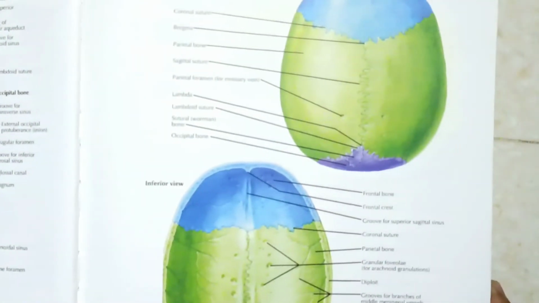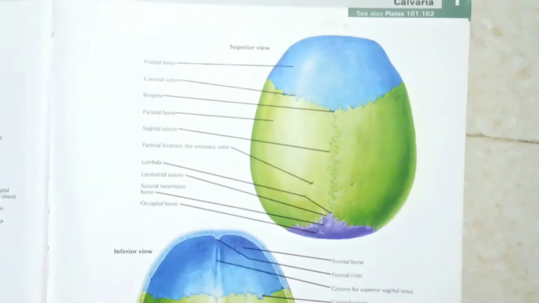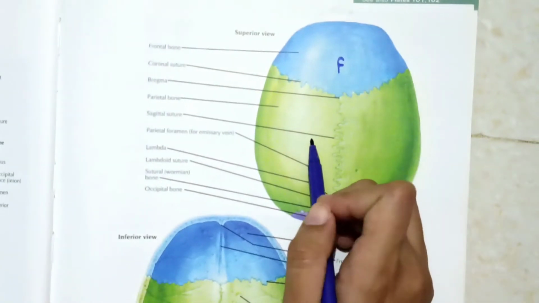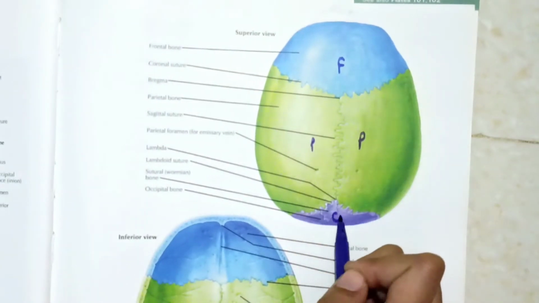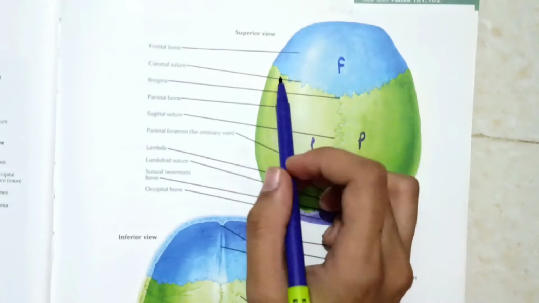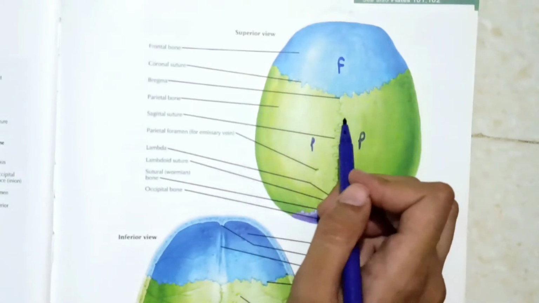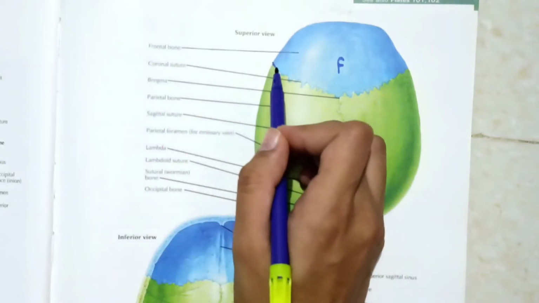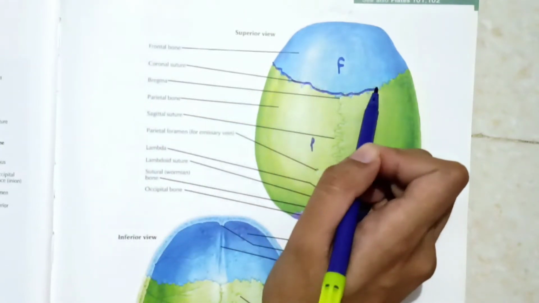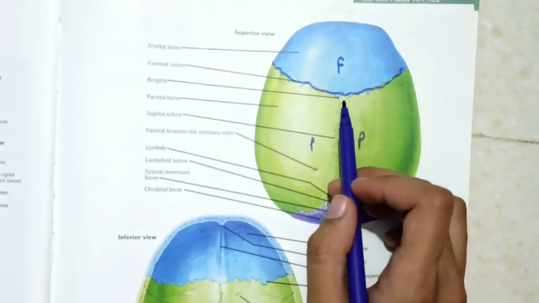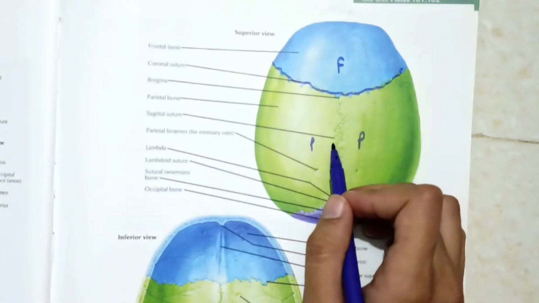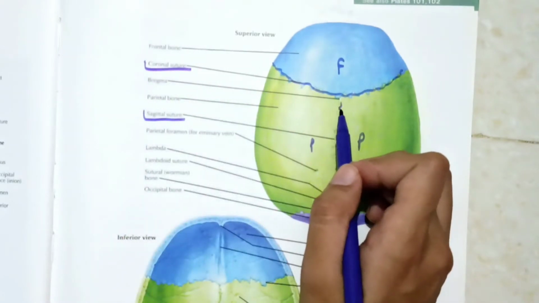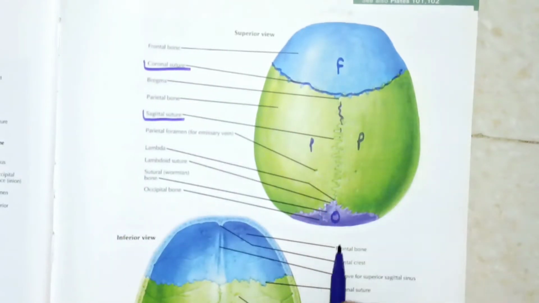Now this is the top view. From the top view, which bones? Frontal, two parietals and occipital. And here you can see the meeting points of these sutures also. The suture between the frontal and two parietals is the coronal suture. Between the two parietals you have the sagittal suture.